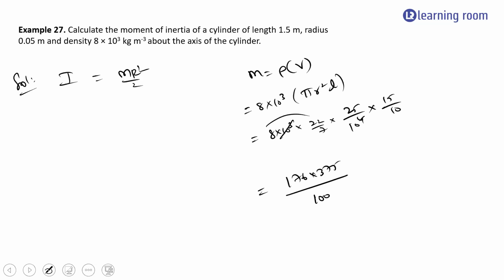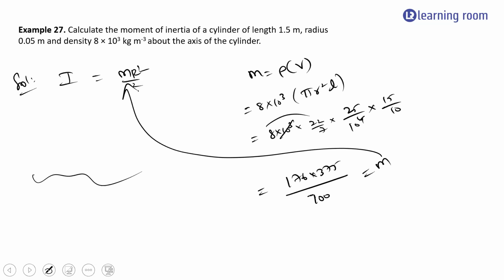100 less 700. 700. Okay. Into R square. So let's not waste time on calculation. This is not the surface areas and volumes chapter, so we'll concentrate more on concepts. Okay, this calculation you do later. So this is the value of M. Take this and substitute it here. R square, find it out.